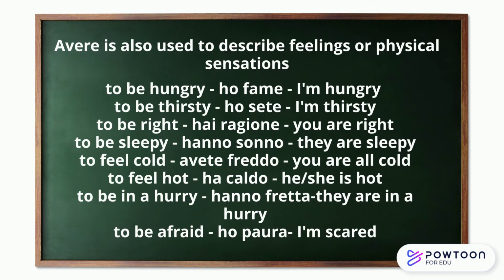Avere is also used to describe feelings or physical sensations. So, for example, to be hungry, it's like they're saying having hunger. To be thirsty, having thirst. So, depending on who it is that's expressing that feeling, this is what you might learn, read, record. Ho fame, ho sete, hai ragione, hanno sonno, avete freddo, ha caldo, hanno fretta, ho paura. So the meanings are all on the slide here, and it all depends on who's actually expressing that feeling or that sensation.